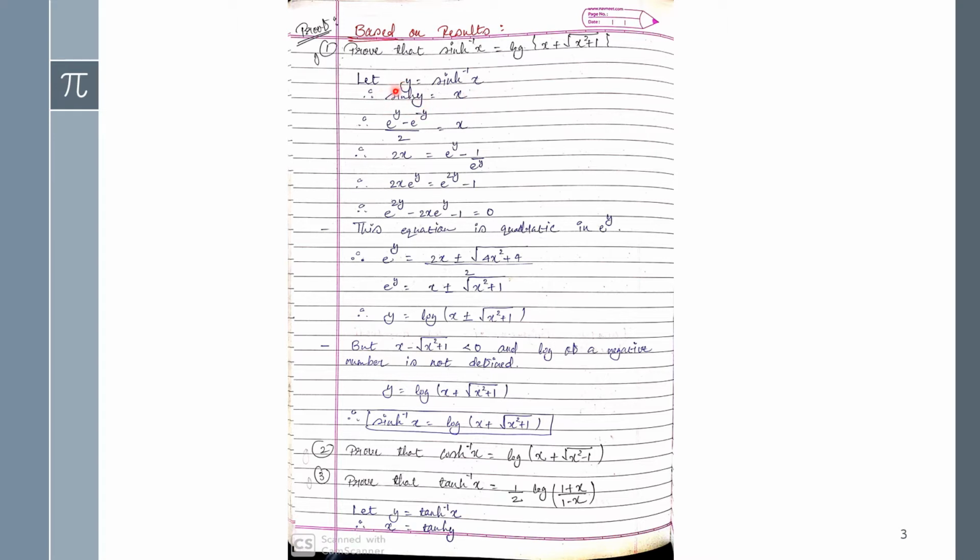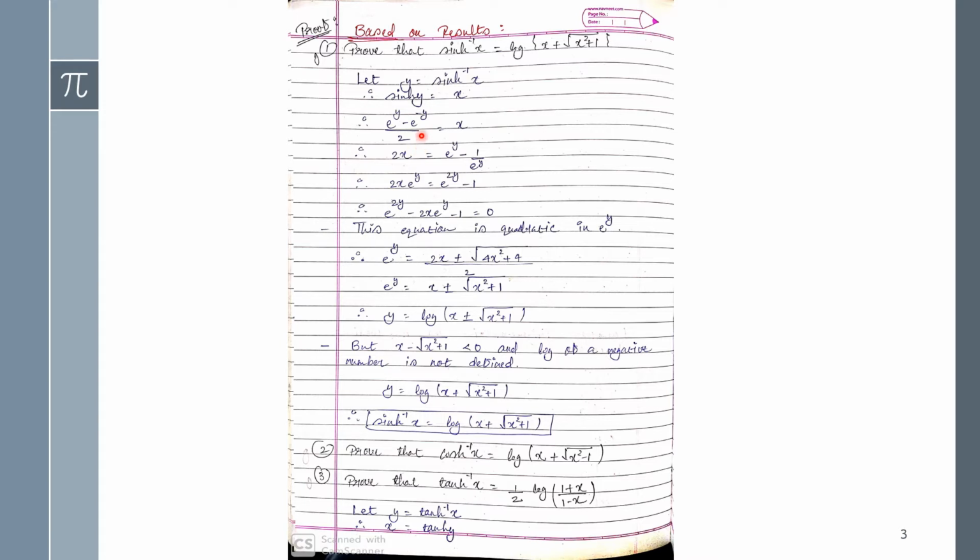Applying sin on both sides, you get sinh y equals x. Now you know the hyperbolic function of sinh y, as we did in our previous session in the formulas. That will be e raised to y minus e raised to minus y upon 2 equals x. Now doing the cross multiplication, it will be e raised to y minus e raised to minus y equals 2x.